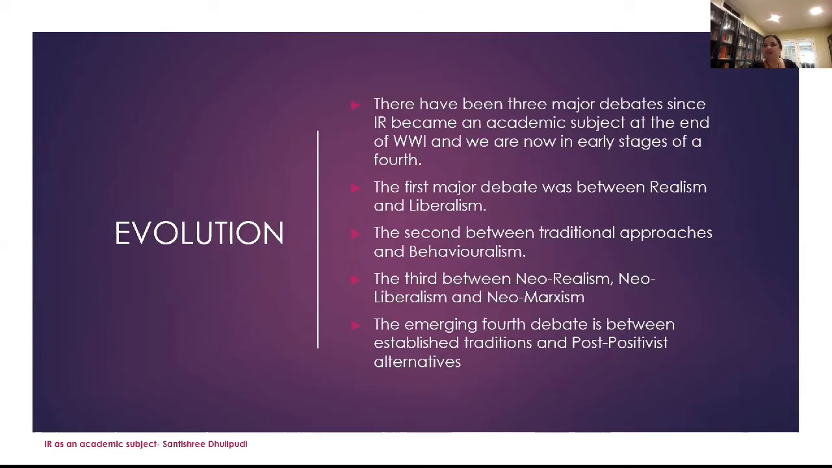There are major debates since IR became an academic subject. And I told most of you that in the 1920s, this became an academic subject. There are four major stages in which IR theory has developed. The first major debate is between realism and liberalism. The second debate is between traditional approaches and the scientific approaches, or what we call the behavioral school. The third is between neoliberalism, neorealism, and neo-Marxism.